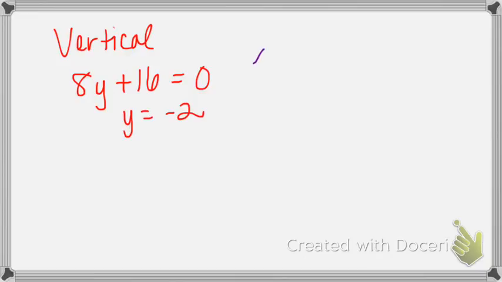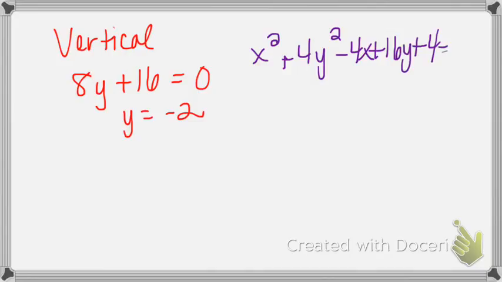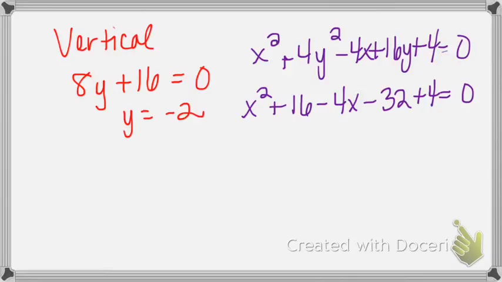Then I do the same thing as I just did on the last problem. My original equation was x squared plus 4y squared minus 4x plus 16y plus 4 equals 0. I'm going to plug in negative 2 for y. Negative 2 squared is 4. 4 times 4 is 16. Negative 2 times 16 is negative 32. So I get x squared minus 4x. That's negative 16 plus 4, which is negative 12.